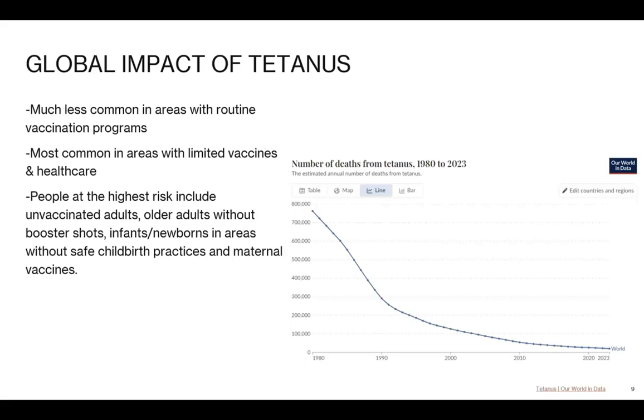A lot of the cases are in adults who were never vaccinated or haven't received a booster shot in many years. Older adults are especially at risk because immunity decreases over time if booster vaccinations aren't maintained. If tetanus isn't treated quickly enough, it can lead to life-threatening complications.